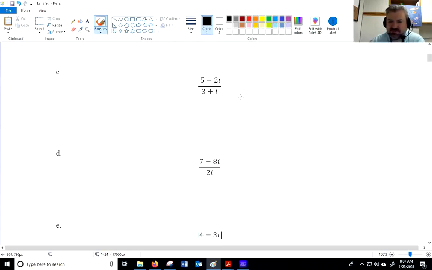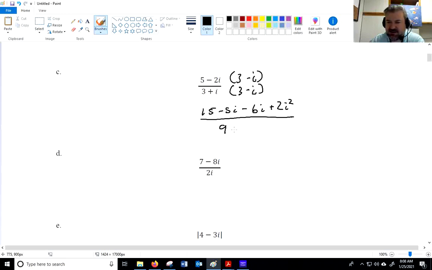When we divide, we have to multiply the top and bottom of the fraction by the conjugate of the denominator, which gives me 15 minus 5i minus 6i plus 2i squared over 9 minus 3i plus 3i minus i squared. Those will always cancel out, and i squared is negative 1, so minus a negative 1 is actually a plus 1. So this gives us, let's see here, that becomes a minus 2. This gives me 13 minus 11i all over 10.